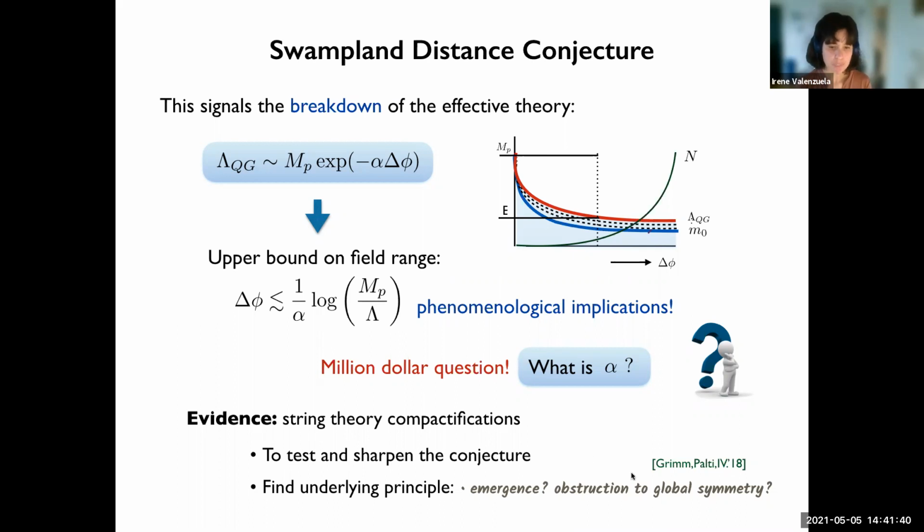And there are some proposals for this based on the emergence proposal, so that the infinite distance itself emerges from integrating out the infinite tower of states. And also, as I said, the obstruction to the global symmetry, because in practice, in the examples we see that there is a global symmetry that would be restored at infinite distance. But it's kind of an open research question to have a better motivation for this conjecture from a bottom-up perspective. Okay.